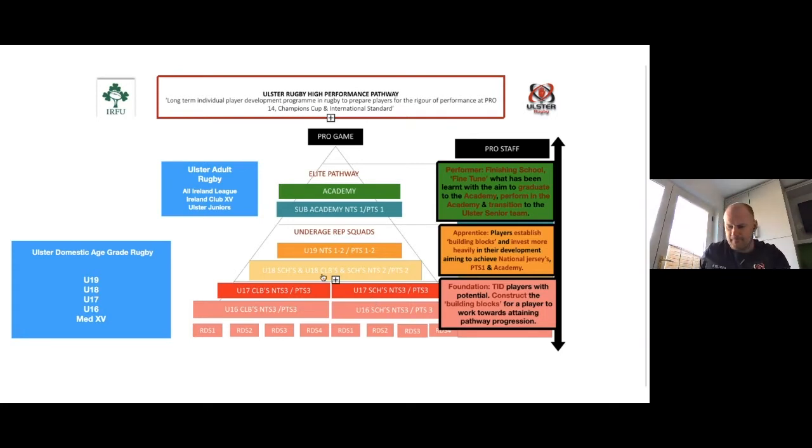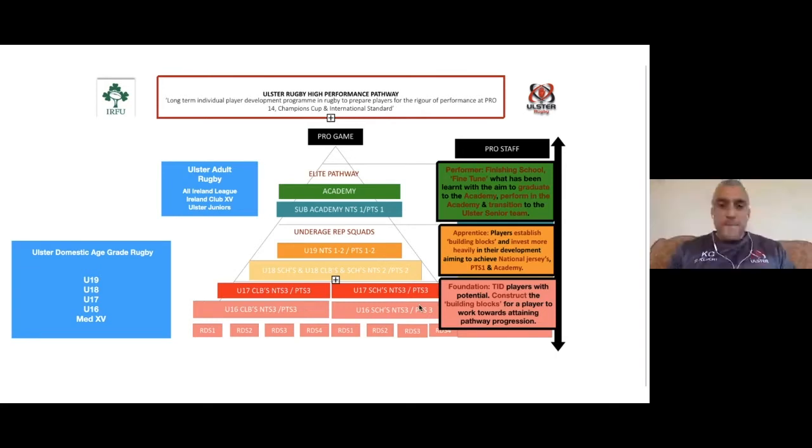Oh, absolutely. The relationships we've tried to build with our key stakeholders, our clubs and our schools, have been really, really important to the development of the pathway and the acceleration of player development, significantly over the last six years.